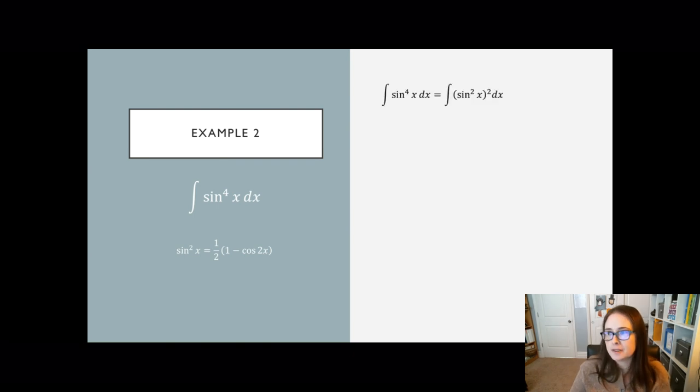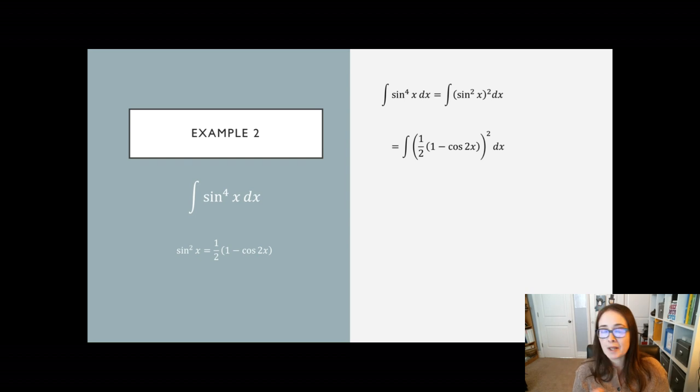First thing I'm going to do is I need to have a sine squared in there somewhere to swap out using this identity. So I rewrite this as sine squared squared. So it's still to the 4th, but now I have a sine squared x in the parentheses there, and I'll swap that out for the 1/2 times 1 minus cosine of 2x. All right, remember, I still have the squared on the outside, so I'm going to have to deal with that now.